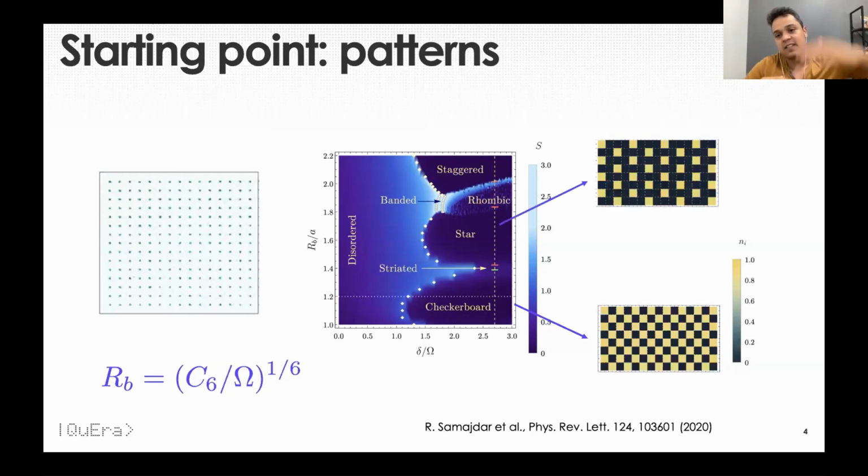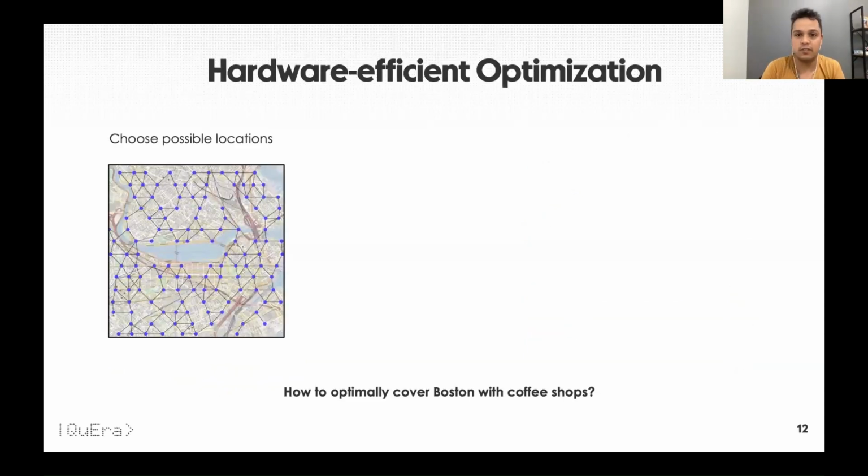But if you increase this distance, you start to see other patterns. You start to see patterns where the first guy is going to blockade everyone around it, not just the first neighbor, but also the second neighbors. And then these patterns change. You can start to see all kinds of self-organization of this system, which is very interesting from a physics point of view, but it can also be used very interestingly for optimization.